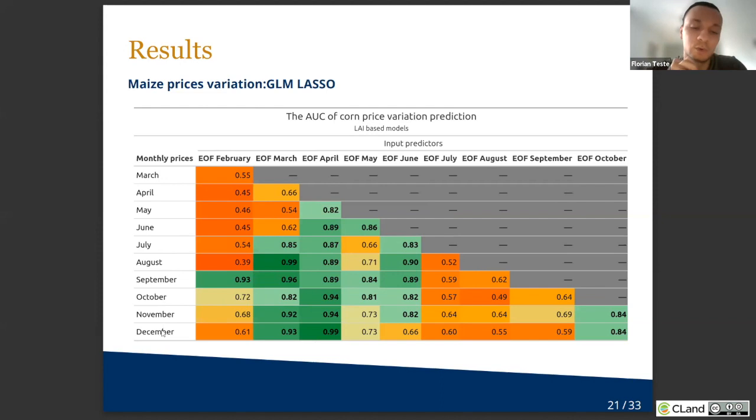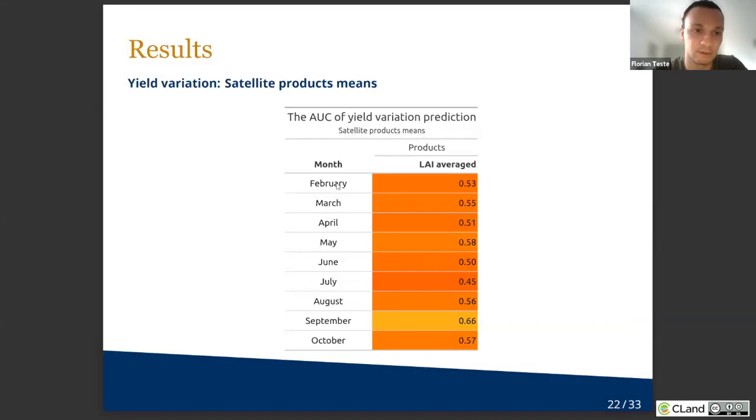And we also see that we have quite a good score in the early season. So even in March, we have quite a good score. So keep that in mind. We'll talk about it later. But first, we will look at the yield results.